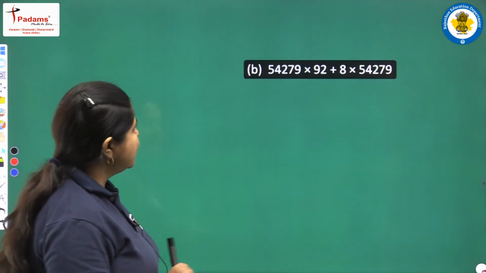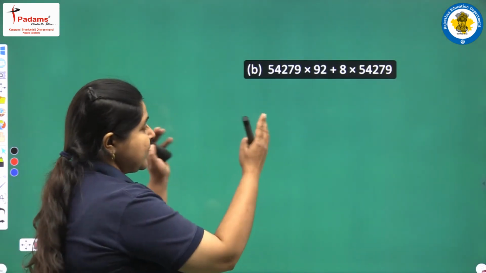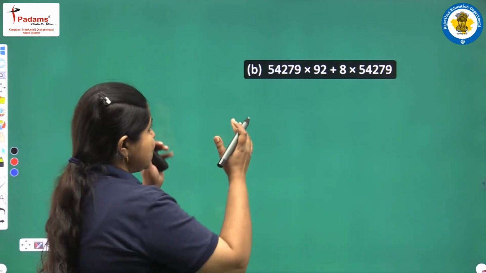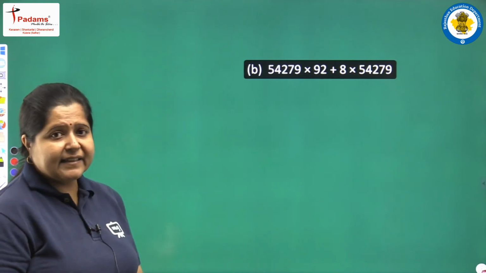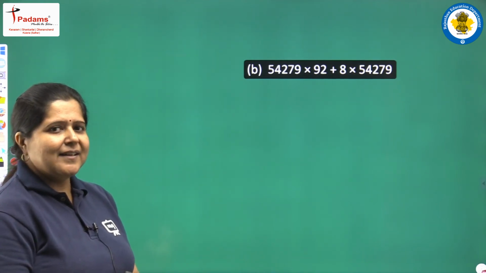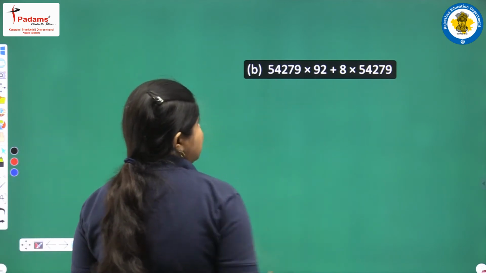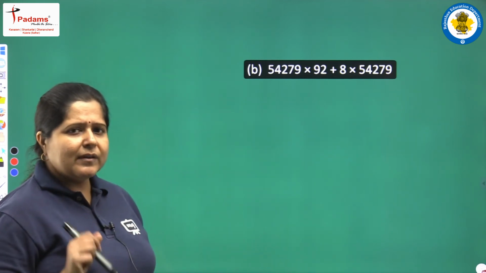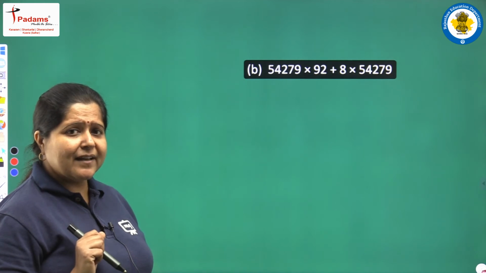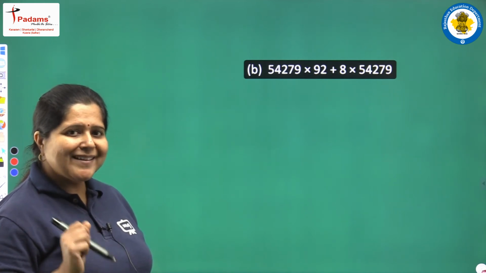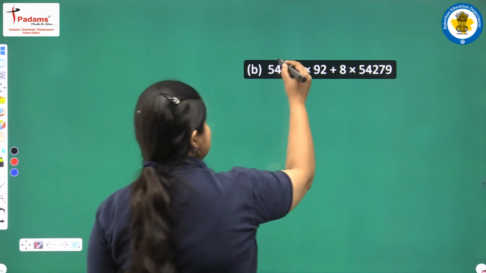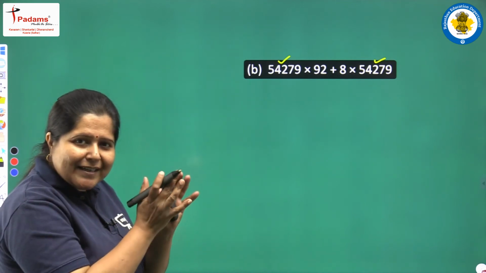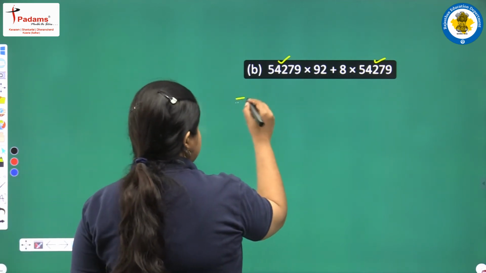We take up the next one. Here again we are having such a big number, 54,279. Since the number is looking so big, then you must be thinking that the calculation is going to be difficult here. Multiplying this one by 92, it will be a difficult task. Again multiplying this one by 8, it will be also less difficult, but still it will be time taking task. Do we have one more method? Yes. What is it? You can see this number is being distributed to 92 and 8. We again need to collect it together. Collect it back from these two numbers.